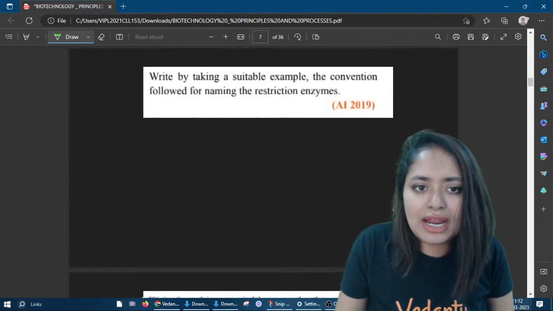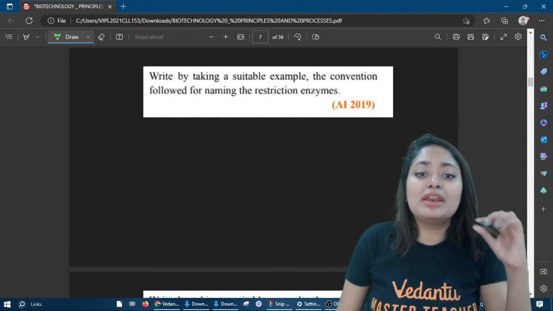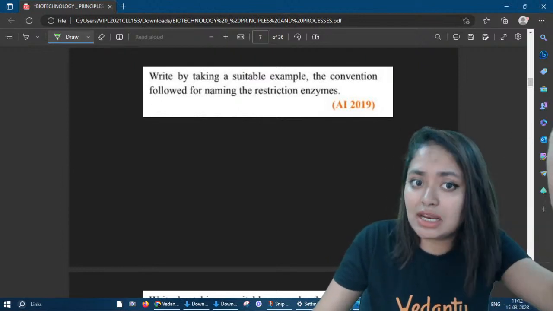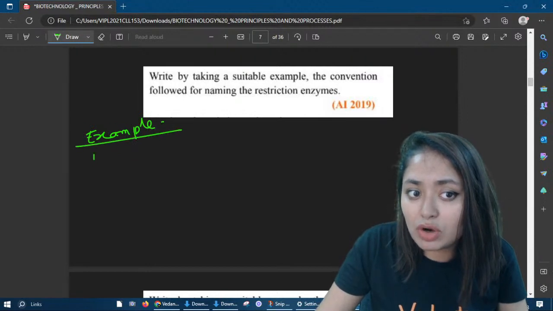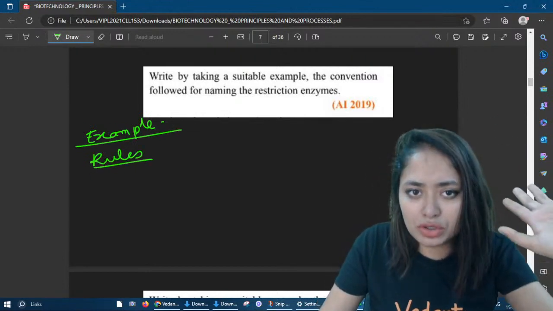Next question. Write, by taking a suitable example, the convention followed for naming the restriction enzymes. This is the question that I was telling you about earlier. First you have to give an example, and after the example you have to tell what the rules of nomenclature are. So children, start answering. Come on.